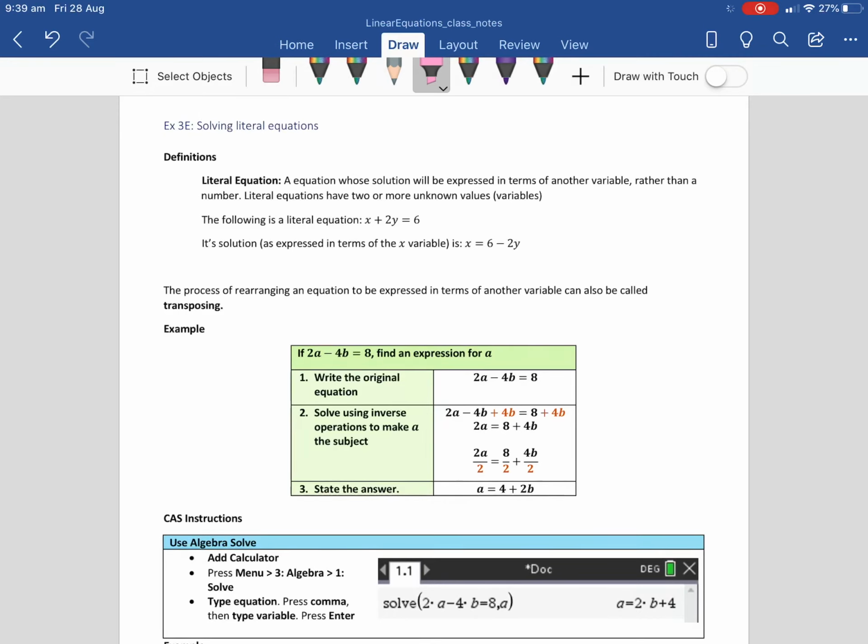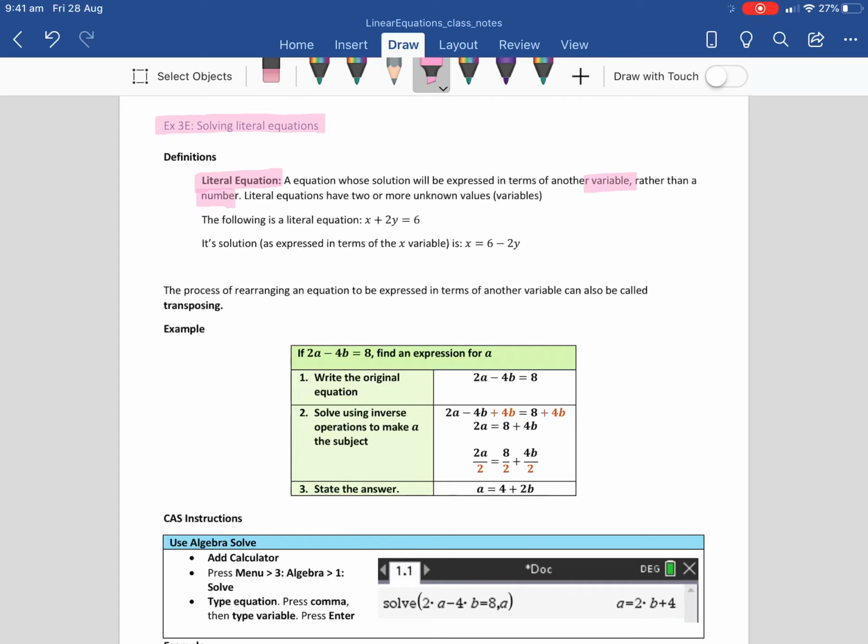Alrighty, so today we're looking at exercise 3E, which is called solving literal equations. A literal equation is an equation whose solution will be expressed in terms of another variable rather than a number. Literal equations have two or more unknown variables or values, okay? So you're going to have obviously more than one variable, so it's not just going to be x, you'll have x and y or something like that. It'll be expressed in terms of another variable.